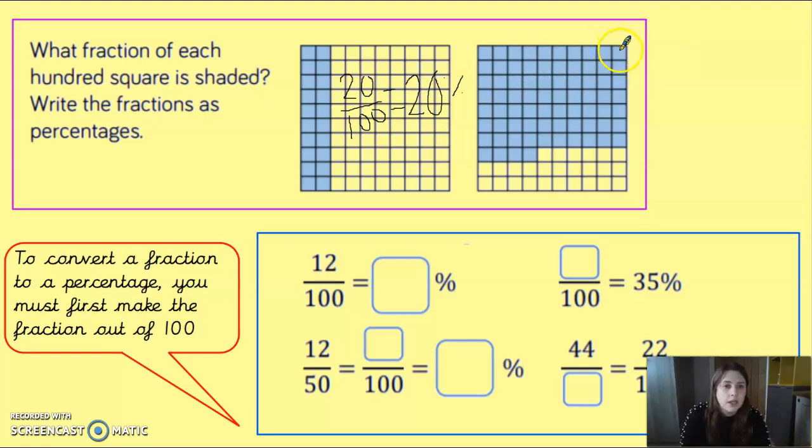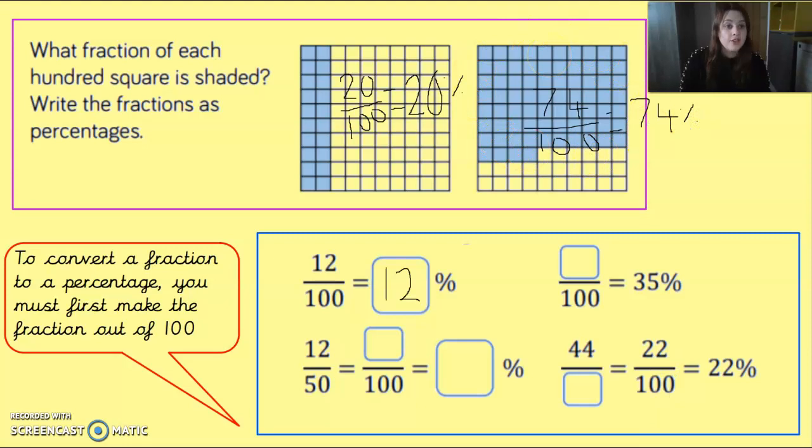So let's have a look at this second one. Now it's not a total in 10. So we've got 10, 20, 30, 40, 50, 60, 70, and 1, 2, 3, 4. So we've got 74 out of 100 shaded. Because we're working with 100 squares, my fraction's already out of 100, so I can convert it straight into a percentage because I just take the top. So that means 74% of this square is shaded. So that is all you do to convert a fraction to a percentage.